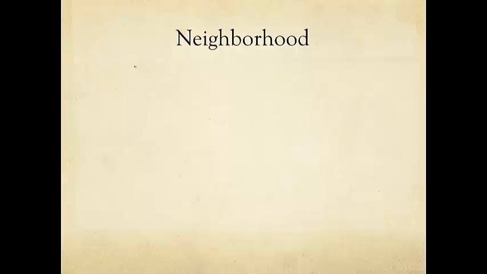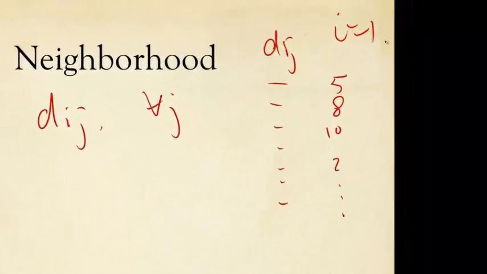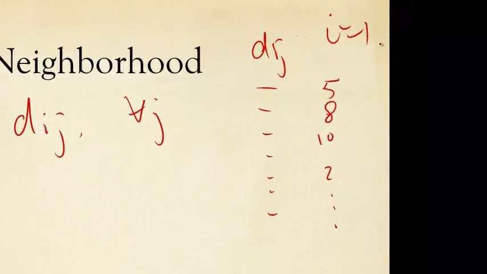At this point, for each movie I, I computed the Dij for all the j's out there. I've got a list of numbers. Let's arrange these in descending order. These are the Dij values, and maybe movies 5, 8, 10, 2, and so on, with respect to movie, say I equal 1, the first movie. All right, very good.